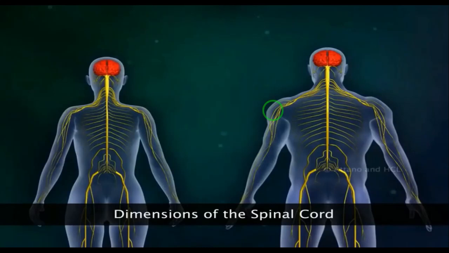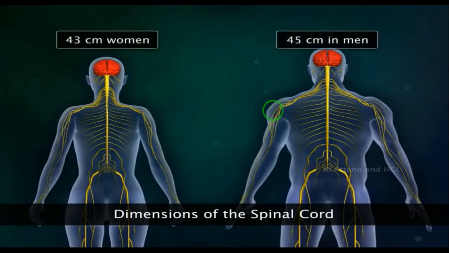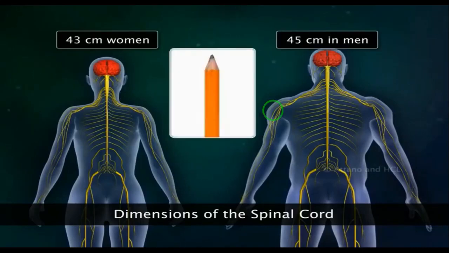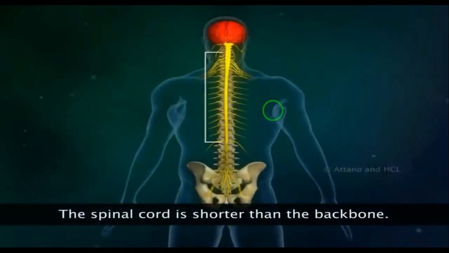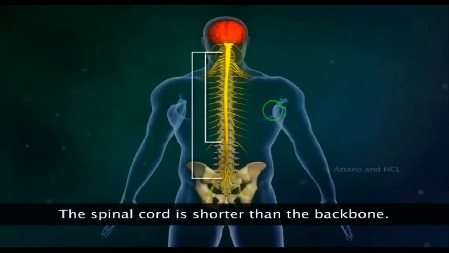Next, the dimensions of the spinal cord. The spinal cord is about 45 centimeters long in men and 43 centimeters long in women. It is much shorter and slightly thicker than a normal pencil. This is the spinal cord, and this is the backbone. So the spinal cord is shorter than the backbone.